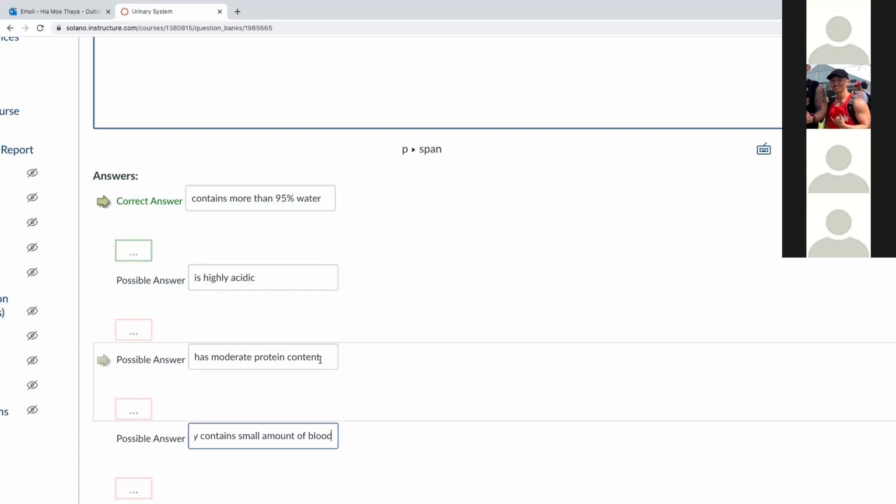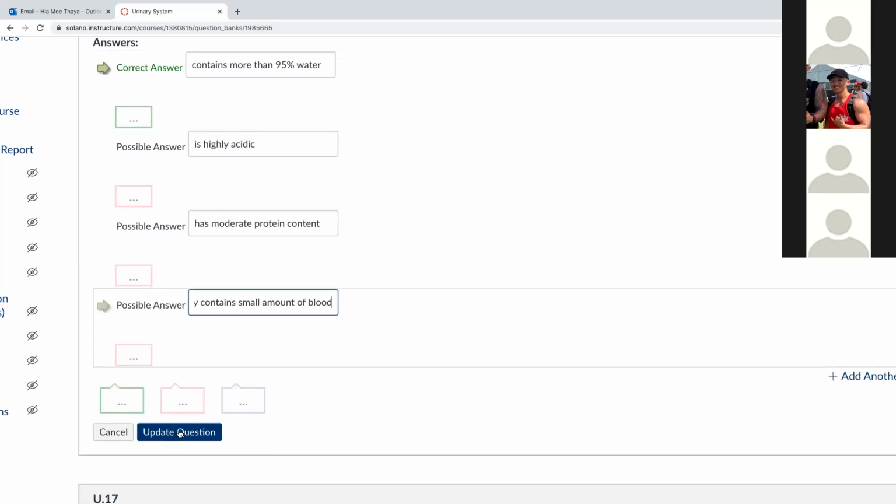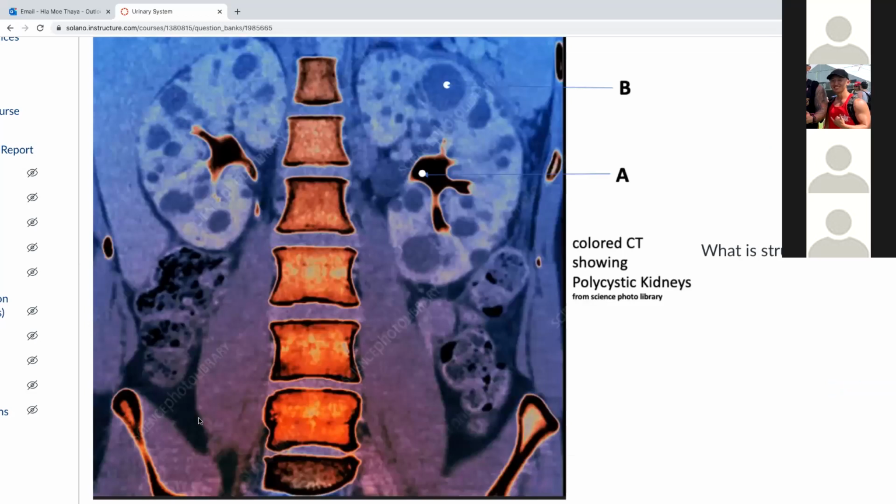Normal urine does not have protein. Normal urine is not highly acidic. The pH might be around 5. It's made of more than 95% water. Of course, it is urine, so what do you expect?